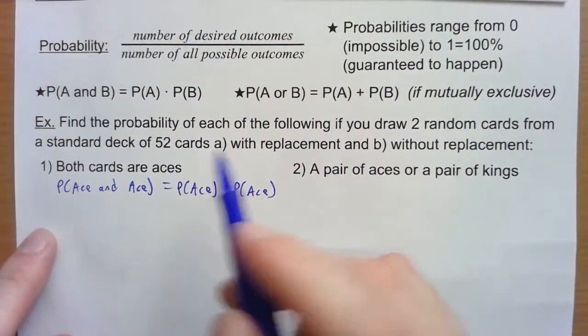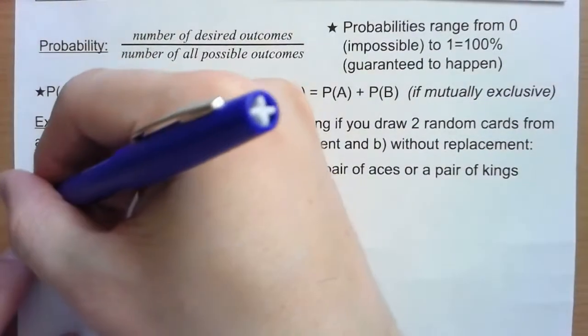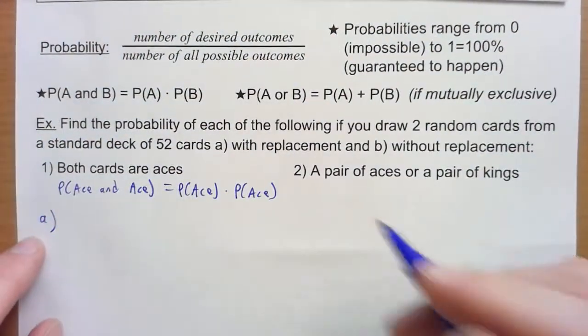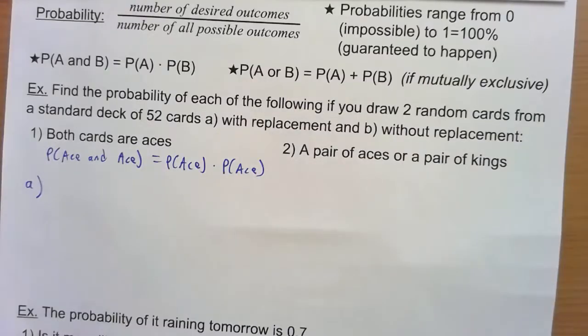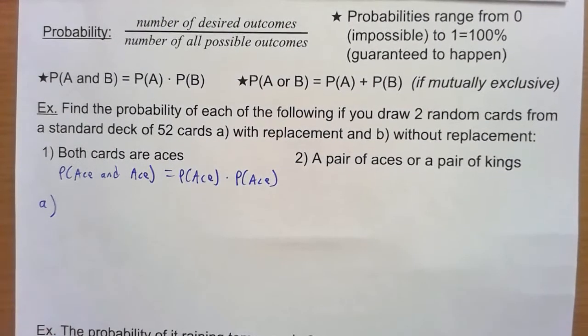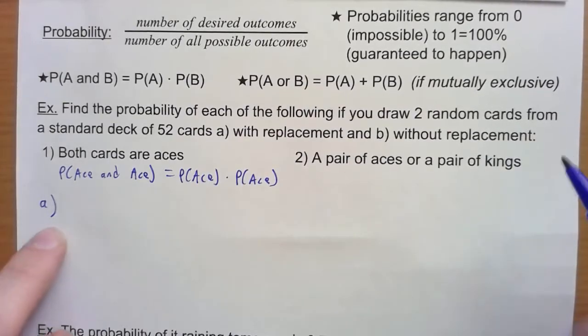Okay, so now we've got 2 different options here. Option A is, we pick our first card out of the deck, we look at it, we hope it's an ace, and then after we've seen that card, we put that card back in the deck, shuffle up the deck, mix it all around, randomize it again, and then draw our second card out of the deck. Okay, let's do that one first.